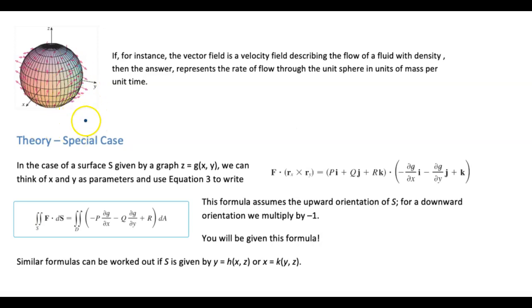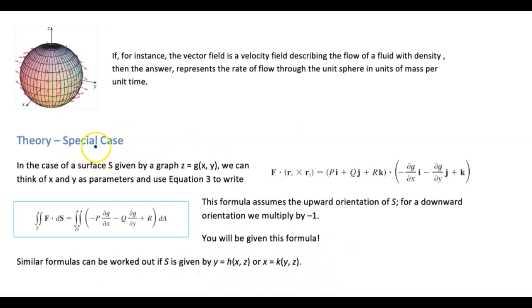And so again, with this last problem, we're just giving you an idea of what this application might look like. If, for example, this vector field is a velocity field describing the flow of a fluid with a certain density, then your solution, this 4 pi over 3, just represents the rate of the flow through the unit sphere. And again, because we talked about the orientation, this would be the outward flow through the sphere, not the inward flow.